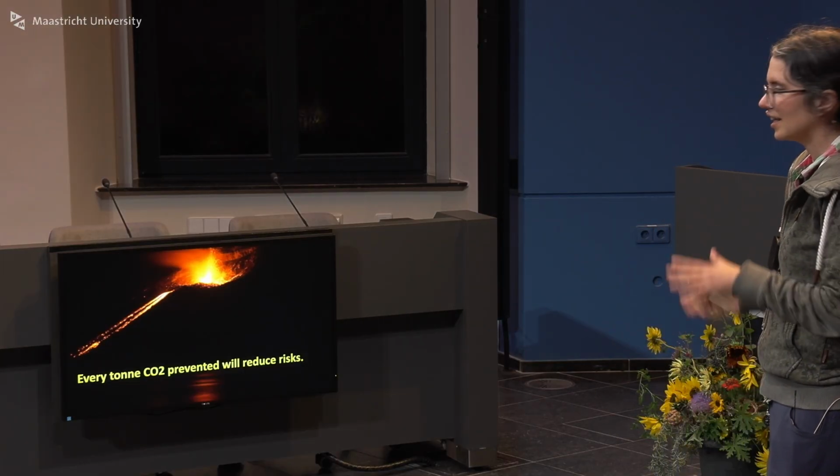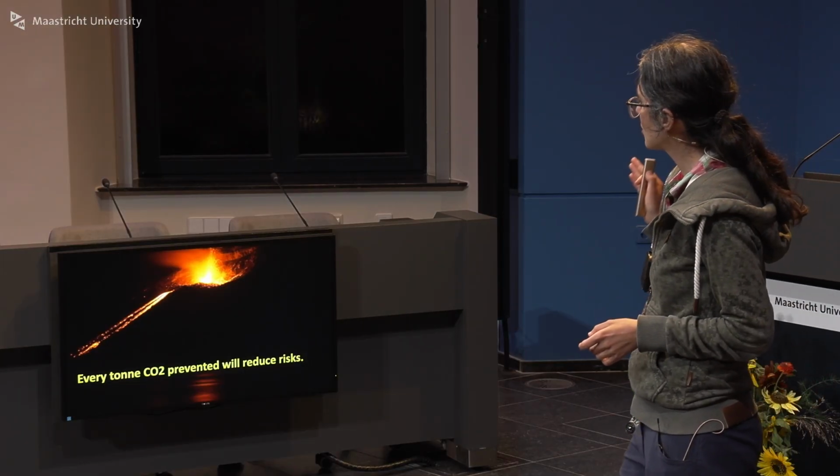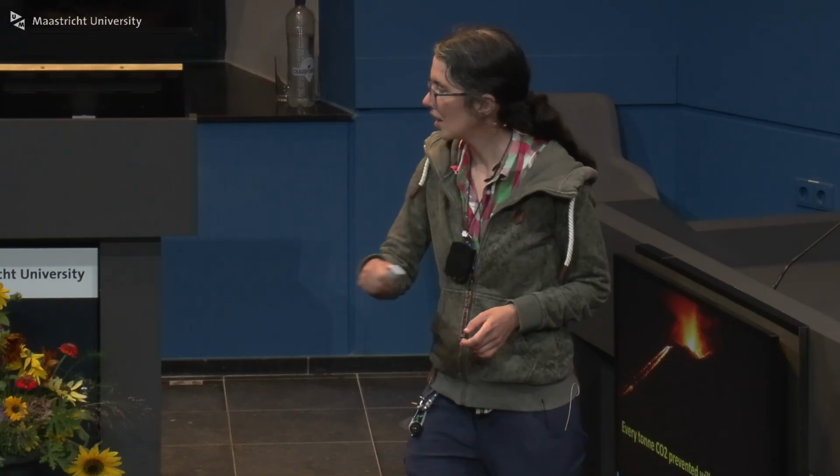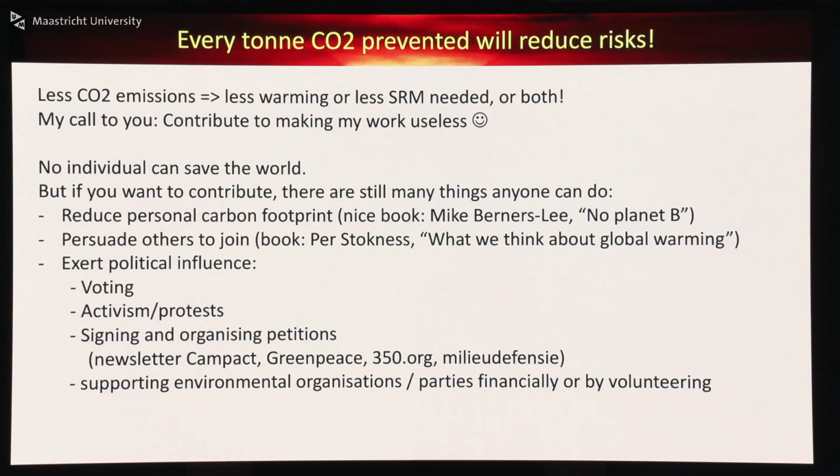Okay, last one. Every ton of CO2 that we prevent will reduce risks. Basically, if we emit less CO2 or less greenhouse gases, we will either have less warming if we don't do SRM, or we will need less SRM to hit the same warming target, or something in between. And so my call to you is, make my work useless. Try to ensure that we don't need SRM. And because such a call should always come with some practical suggestions, here's my list of suggestions.